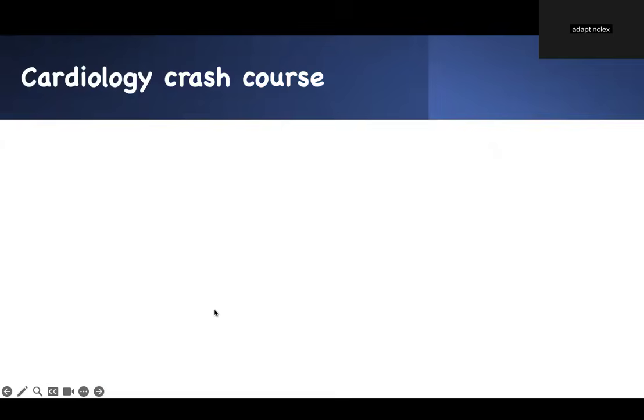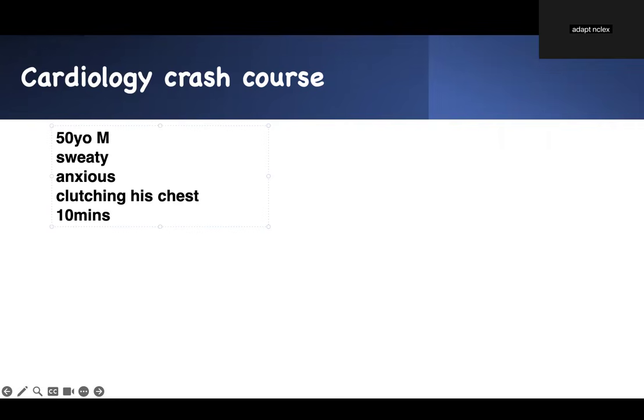First room, room 1: a 50-year-old male. What is his complaint? He's very sweaty. And what is he saying? He's anxious about everything and he's clutching his chest. He said he's hurting. How long? The last 10 minutes, that's when he was admitted to the unit. He feels like pressure in the chest. It won't go away. Won't go away at all.